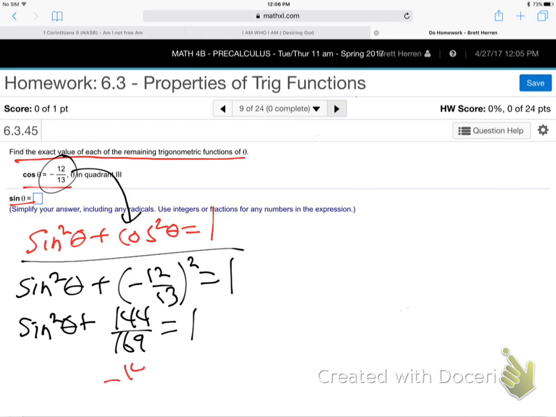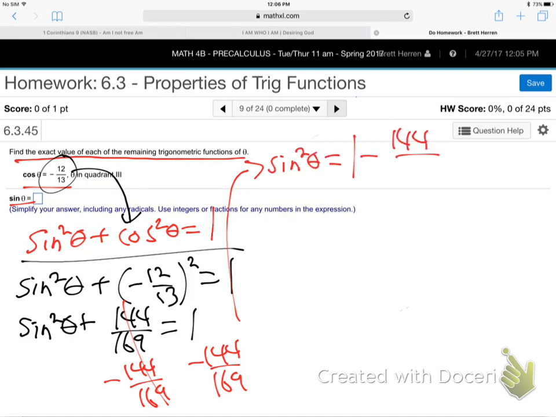Yeah, subtract 144. That's gone. Bring it up here. Sine squared theta is 1 minus 144 over 169. Now that's a little messy. How do I subtract such ugly numbers? How do you take 1 minus that big old fraction?